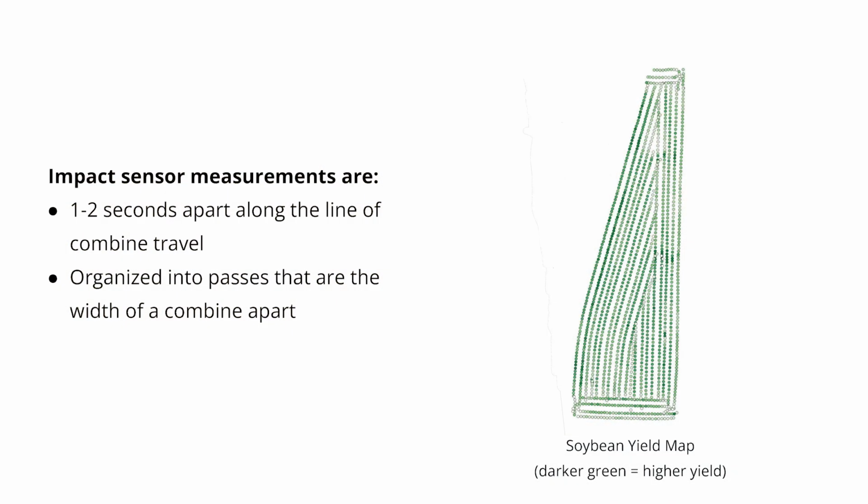Note that different brands of yield monitors and combines are going to have a slightly different configuration, but most operate very similarly. The force of the beans as they hit that impact sensor is what the yield monitor is actually measuring. The impact sensor takes measurements every 1 to 2 seconds as the combine drives through the field. This means that individual points on the yield map tend to be very close together in the direction of combine travel, and then they're spaced out into rows or passes, and that distance between passes is going to be set by the header width of your combine.